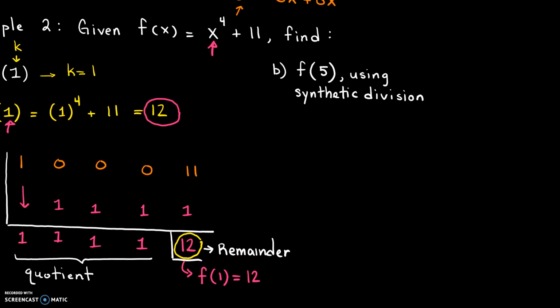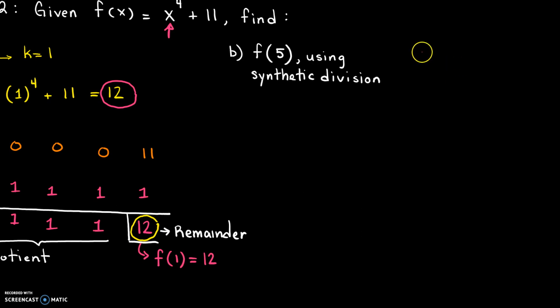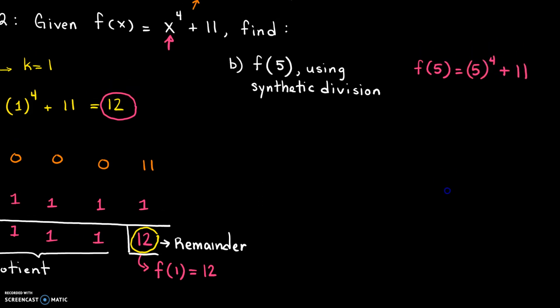And so when we look at part B in this example, I'm asked to find f of 5 using synthetic division. In other words, I don't want to say f of 5 is equal to 5 to the 4th power plus 11. I don't want to plug into the function, because who wants to do 5 times 5 times 5 times 5? I sure don't, and I'm sure you don't either. But I could definitely just do synthetic division with 5, and it's going to look like this.